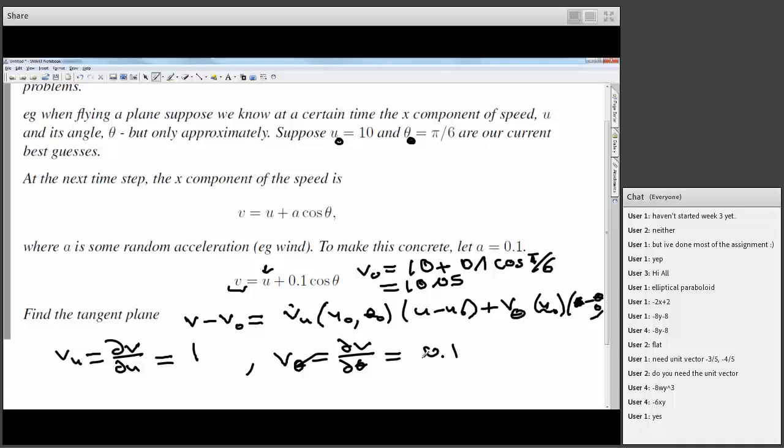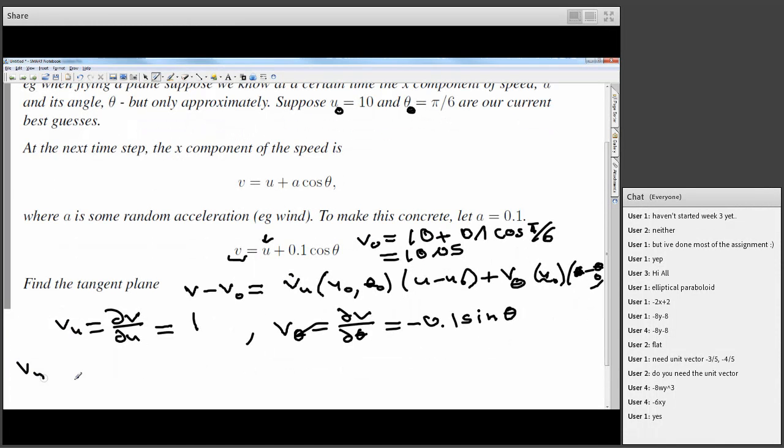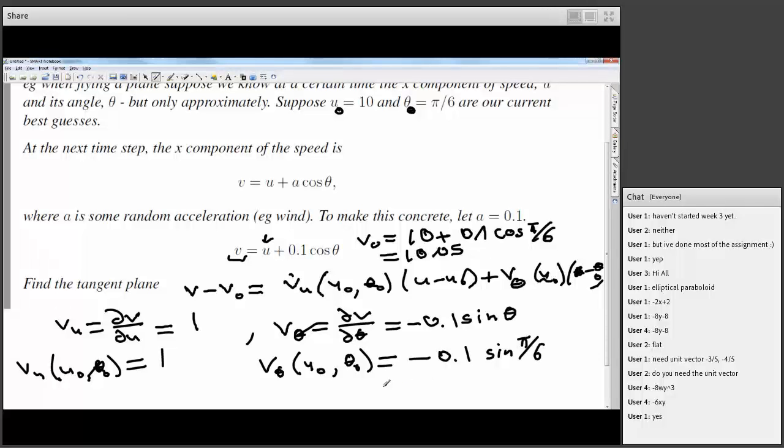Derivative of cos theta is minus sine. And so at our reference point, v_u at u naught, theta naught, well, it's 1 all the time, so it doesn't really matter what point we're subbing into. It doesn't change anything. When we sub in our reference point into theta naught, we're getting minus 0.1 times sine pi on 6, and sine of pi on 6 is a half, so that's minus 0.05.